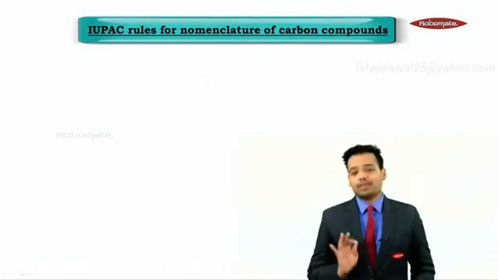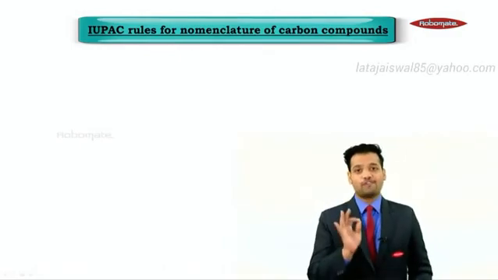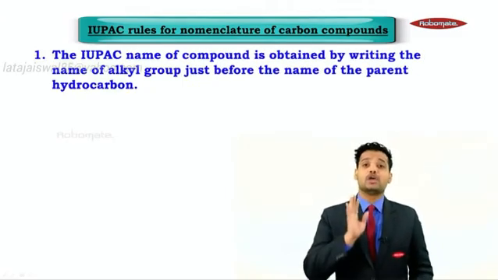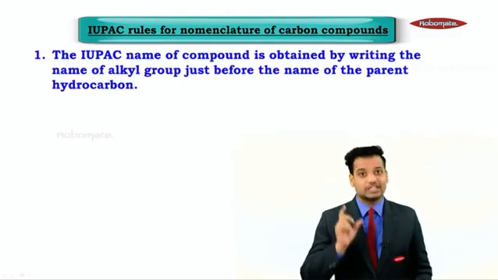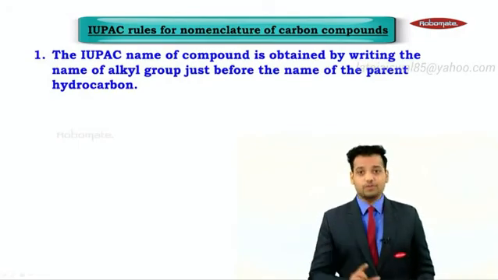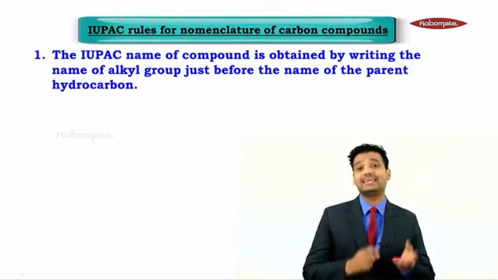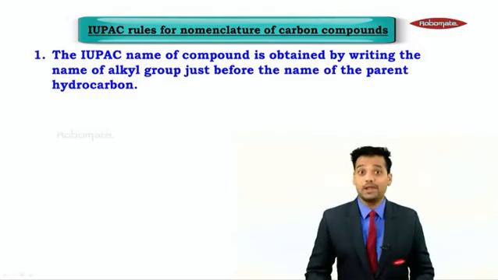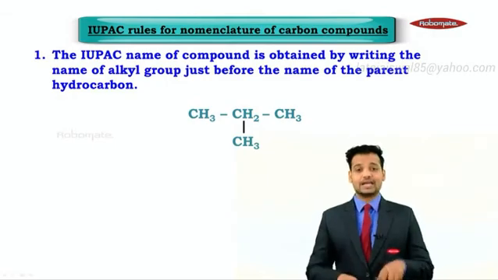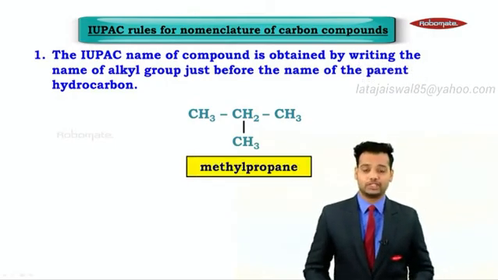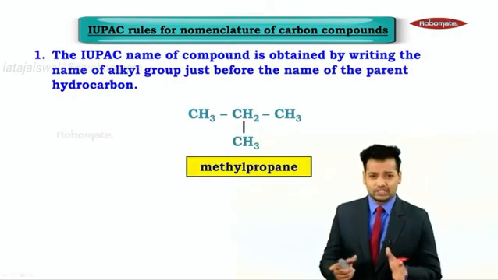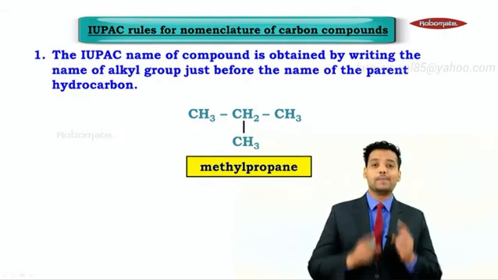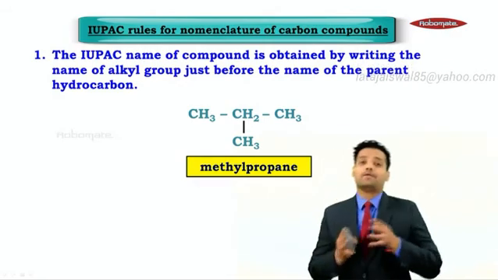Let's learn one more final rule for the nomenclature of carbon compounds for isomerism. You remember, in isomerism you will have a branch chain, and because of that branch chain there will be an alkyl group. So the IUPAC name of the compound is obtained by writing the name of the alkyl group just before the name of the parent hydrocarbon. Remember, prefix. So if the question is such, you'll select the maximum straight chain. You can count any chain, you'll get 3 carbons, and in this 3 carbon chain there is a branch at the center, making it methyl propane.